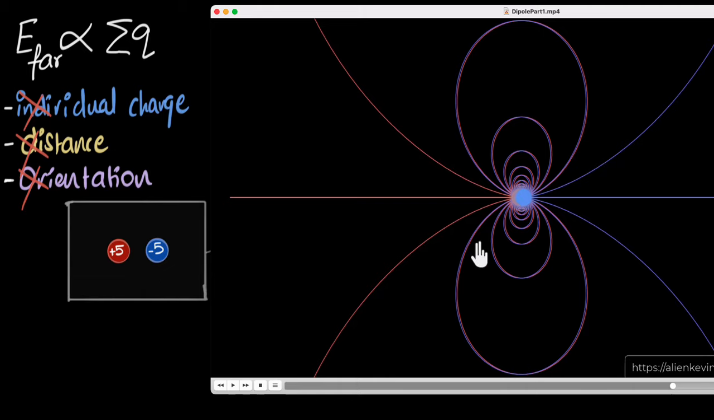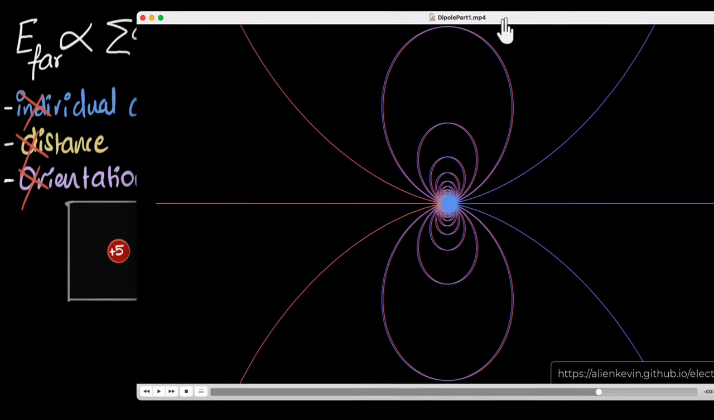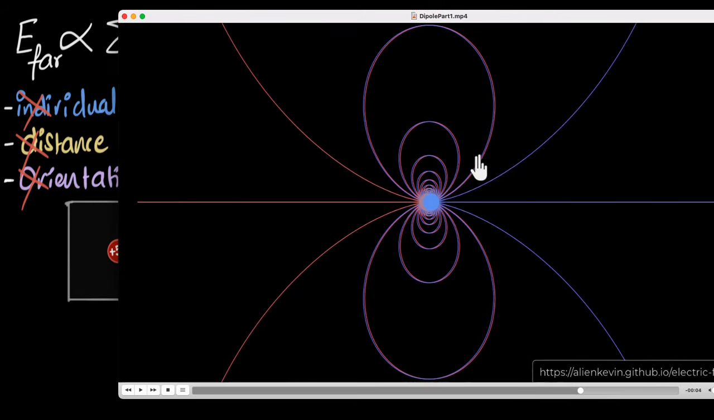Can you visualize what the new field would look like? Would it be the same? The pattern would be the same, but would the whole thing look the same or would it change? Well, if I make it +10 and -10, this time 100 field lines are coming out and all the 100 field lines are looping back, which means there'll be twice the number of field lines compared to before. So this means the electric field will double everywhere.